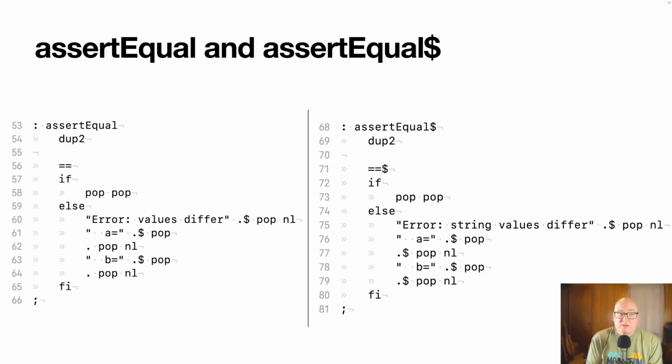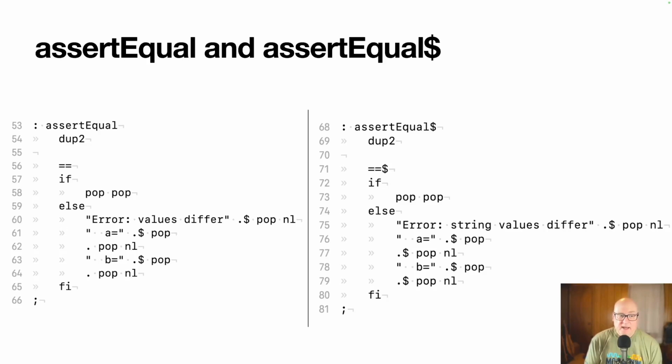We'll throw those extra 2 numbers away. Notice 2 were consumed by the equals. So we'll pop them if they match because we don't want to do anything. We just want to get out. But if they don't match, then there's an error message, and we want to print "error values differ".